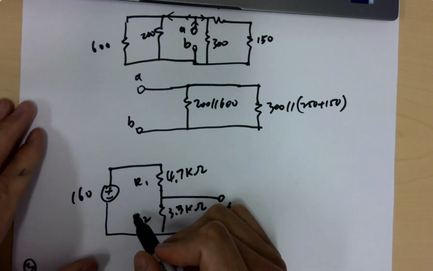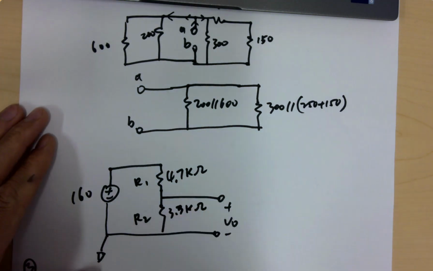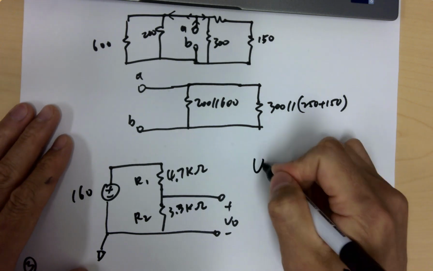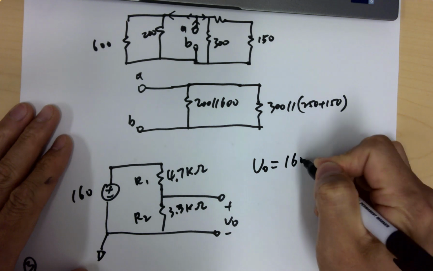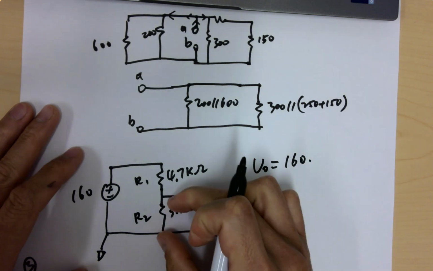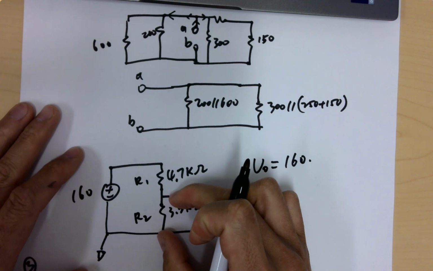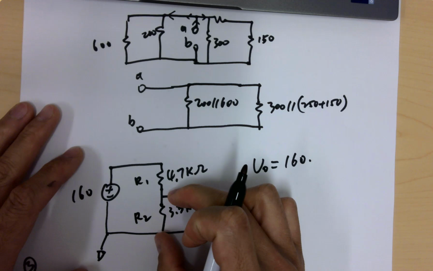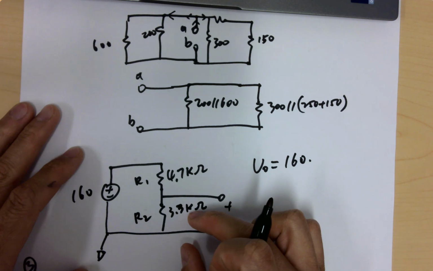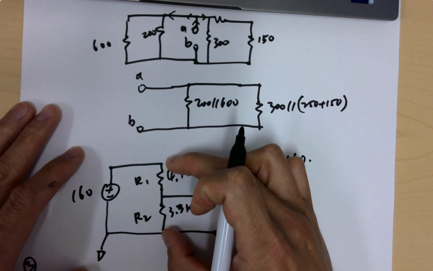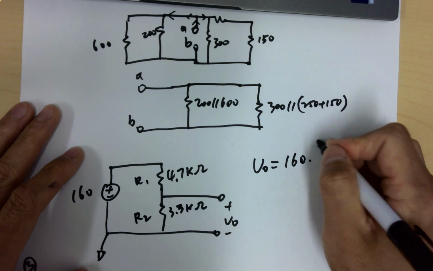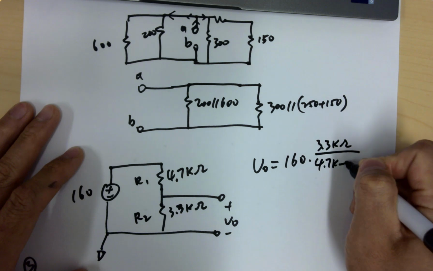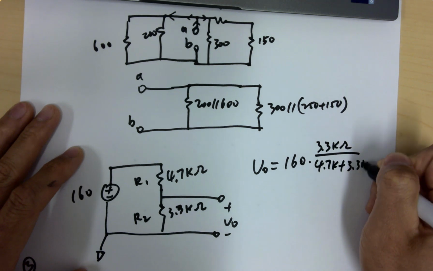So you use the voltage divider theory. For example, we ground it here, as we derived in the class today. So V out will be 160 times the resistance. The resistance ratio is the same as the voltage ratio, right? So this one takes a 3.3 K ohms share of the overall resistance. So just directly write it down. So 3.3k ohms over 4.7k plus 3.3k. That's it.